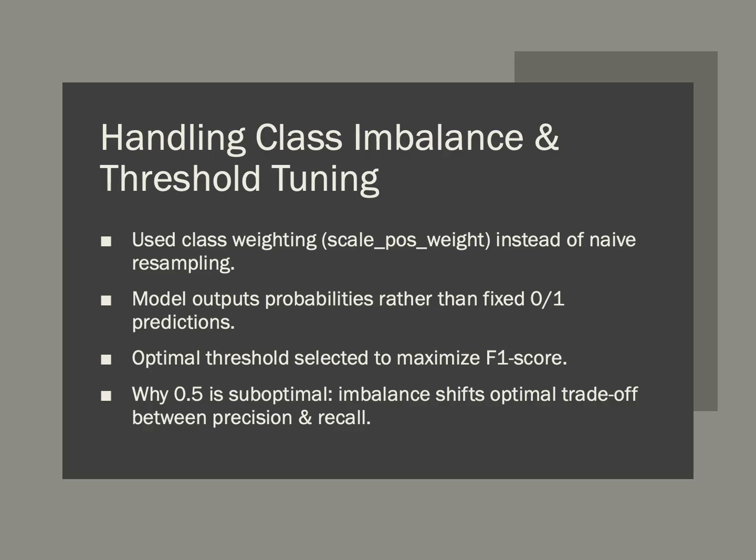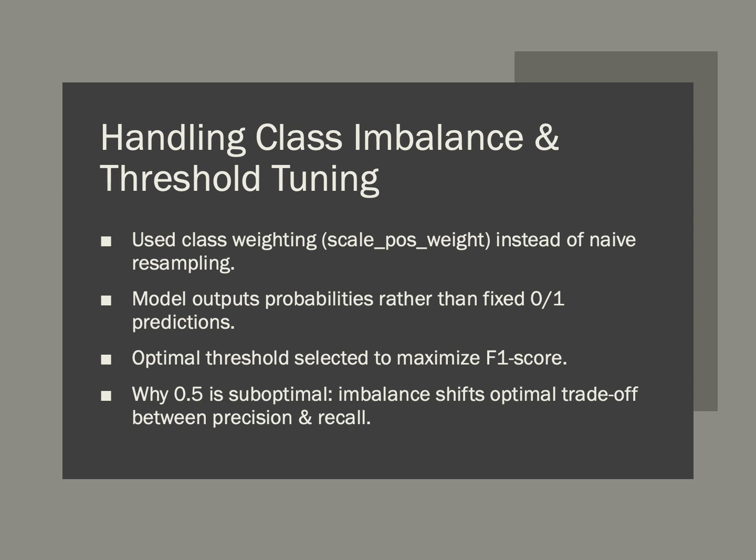Next, I addressed my biggest hurdle, class imbalance. Instead of using native resampling techniques, I applied class weighting, such as scale_pos_weight, to force my models to pay attention to the minority class. Furthermore, I configured my model to output continuous probabilities rather than just fixed 0 or 1 predictions, allowing me to search for the optimal decision boundaries.